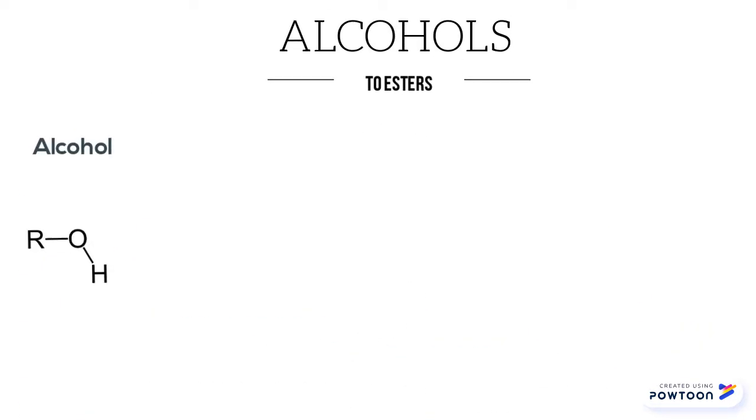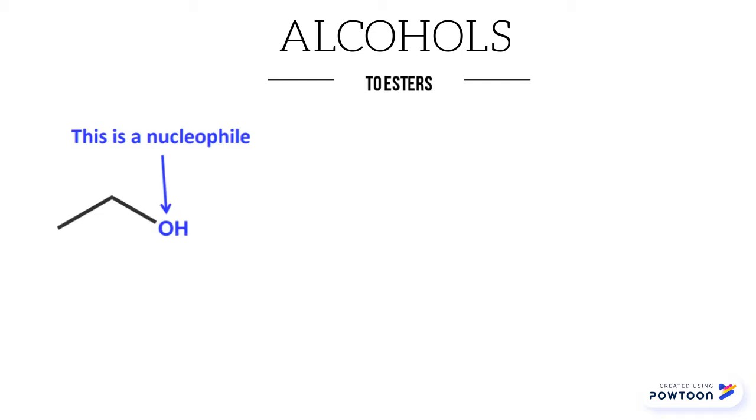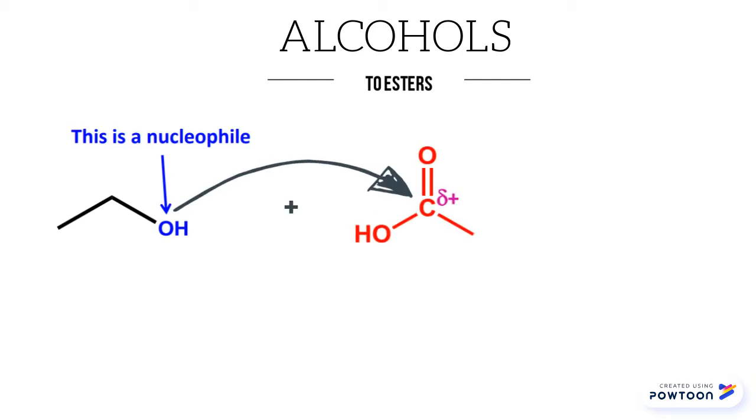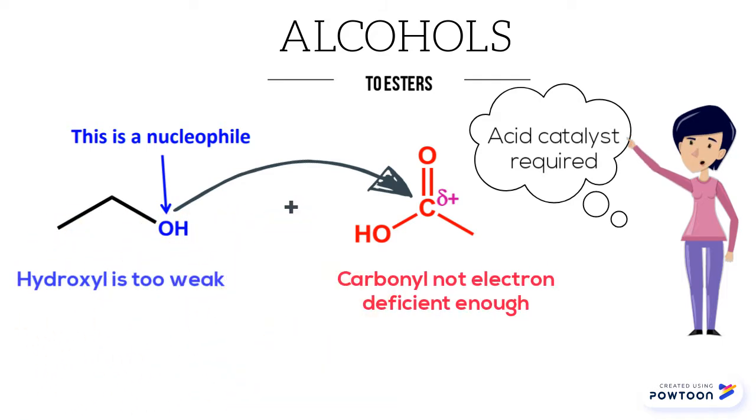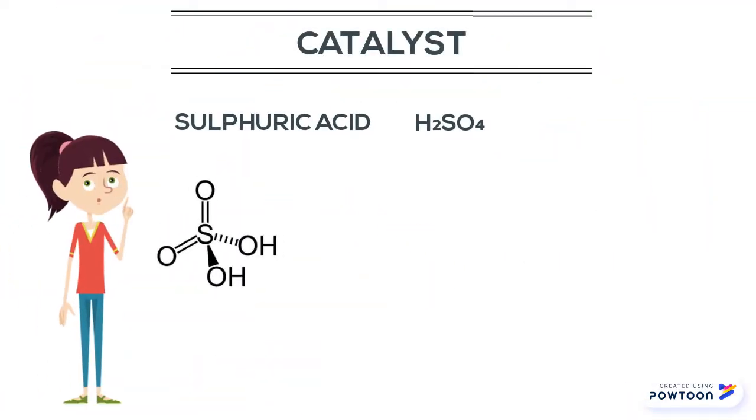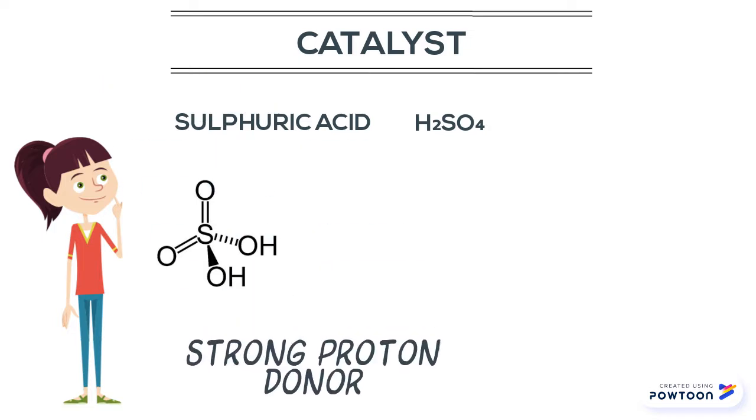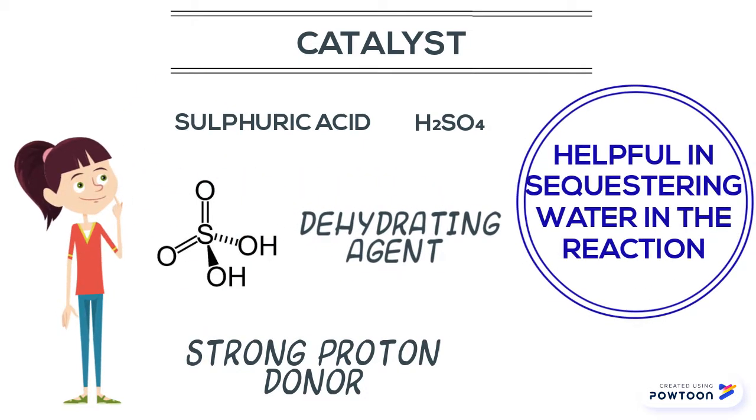Esters are formed using alcohols and carboxylic acids in a process called esterification, which is a reversible reaction and so requires an equilibrium arrow. To do this, we need a nucleophile to attack the delta-positive carbon, and this requires a catalyst because the hydroxyl is too weak and the carbonyl is not electron deficient enough. The most common catalyst is sulfuric acid. This is because it is a strong proton donor and a dehydrating agent, which is helpful in sequestering some of the water produced in the reaction.